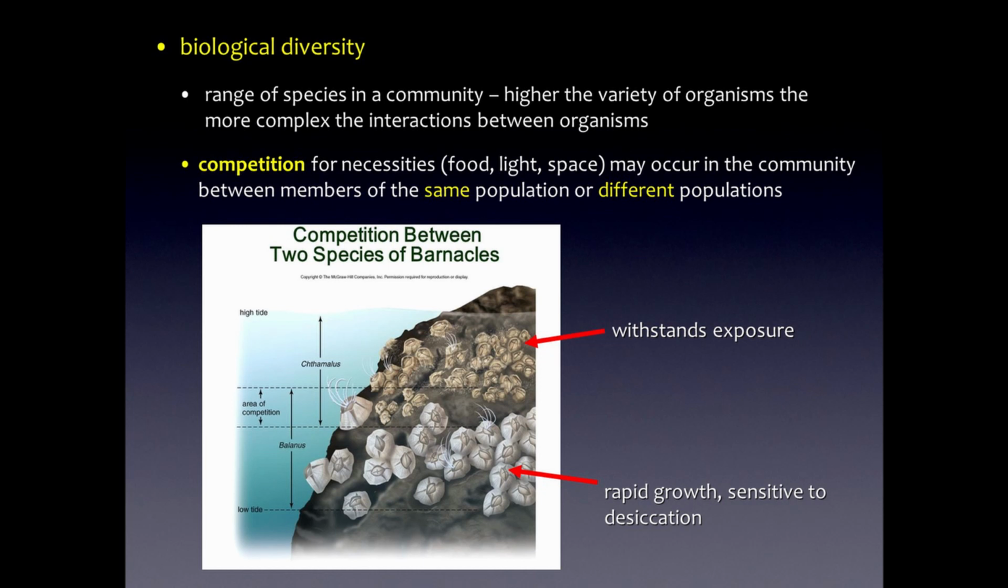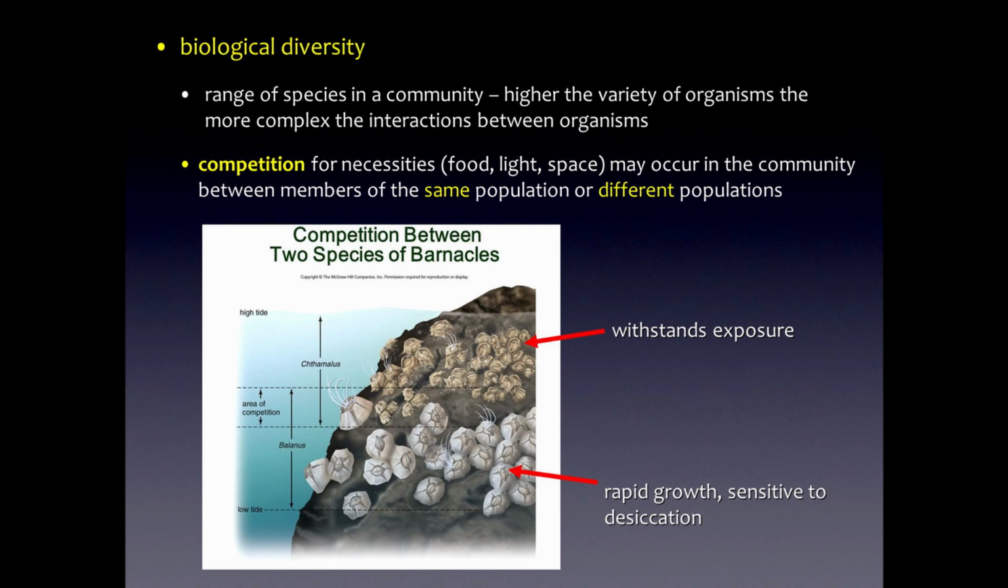And these actually are quite common in the intertidal zone. So once again, this is the part of the ocean that is exposed during low tide and covered by water during high tide. What we see is that barnacle number 2 does a really good job of withstanding exposure. What that means is when the tide goes out and that barnacle is exposed to air, it doesn't dry out as quickly as other types of barnacles do.